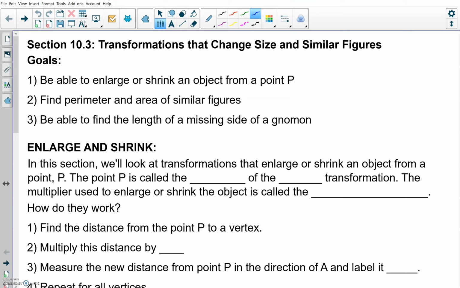Enlarge and shrink. As I said, in this section, we're going to look at transformations that enlarge or shrink an object from a point P. The point P is called the center of the size transformation. The multiplier used to enlarge or shrink the object is called the scale factor, and they use the letter K to represent the scale factor.